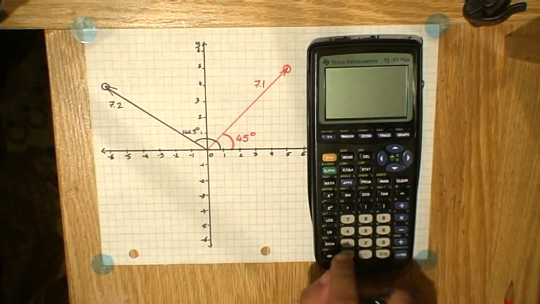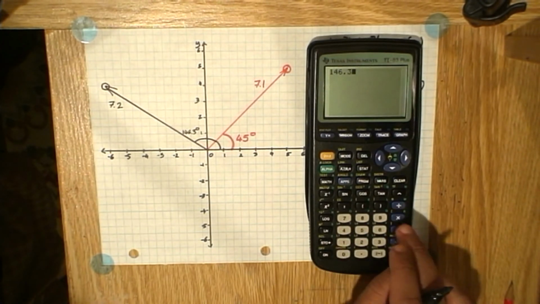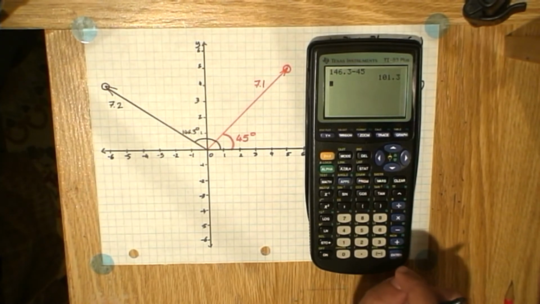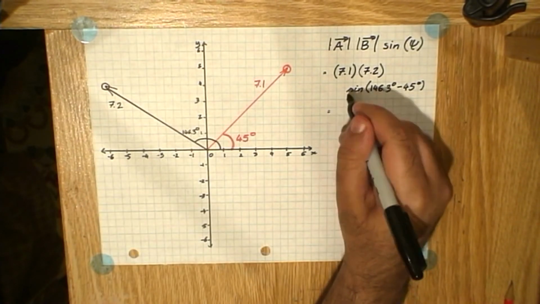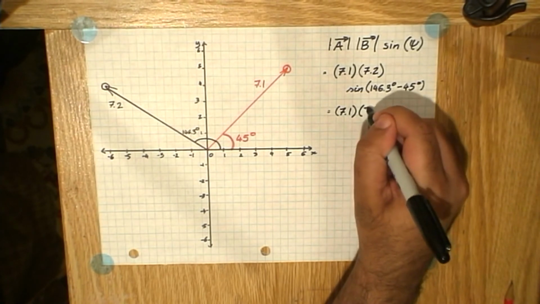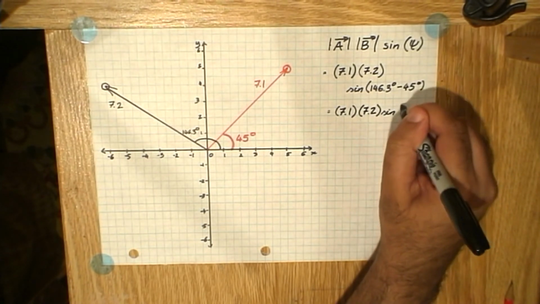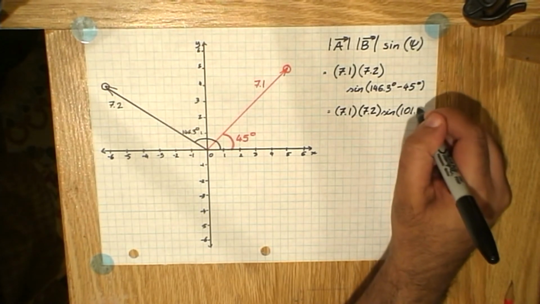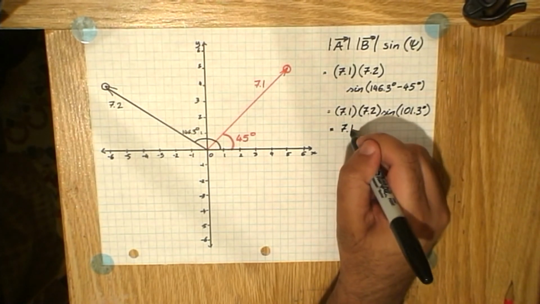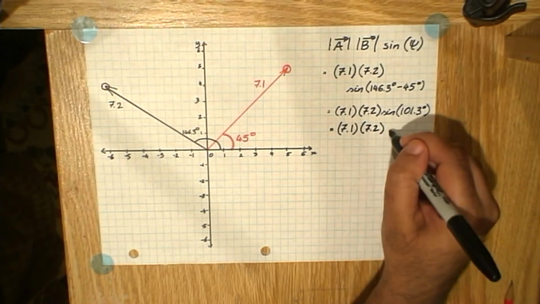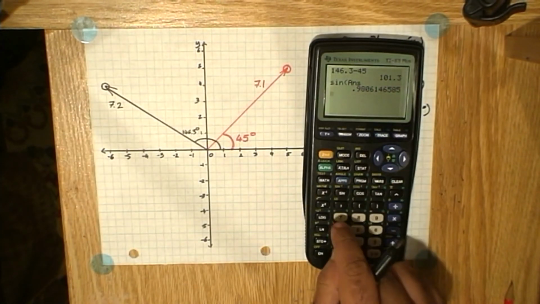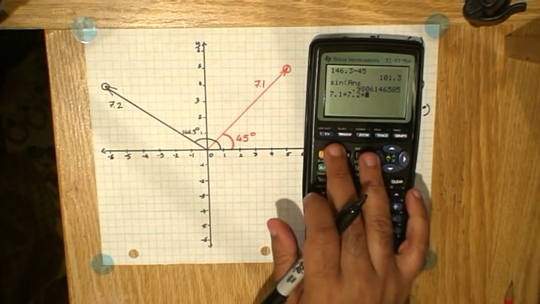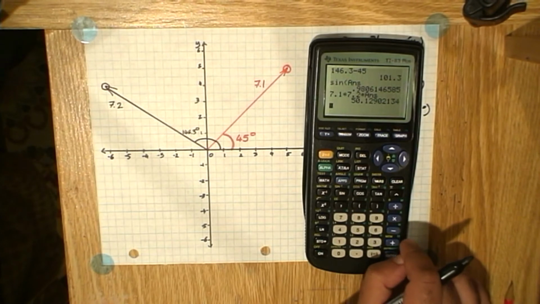So let us solve for this. 146.3 minus 45 gives us 101.3. The sine of 101.3 is 0.98. So this is all going to become 7.1 times 7.2 times the sine of 101.3, which, as we just calculated, was 0.98. So when we calculate that cross product, it works out to 7.1 times 7.2 times 0.98, which is 50.13.